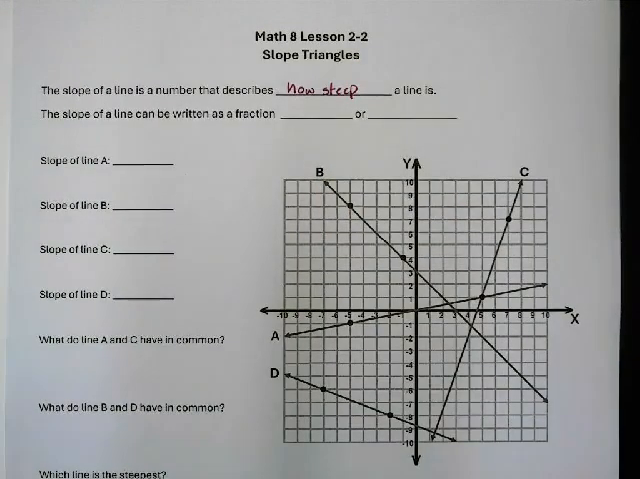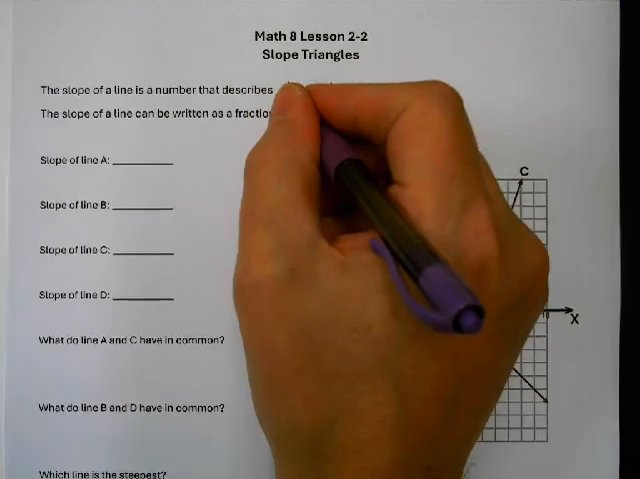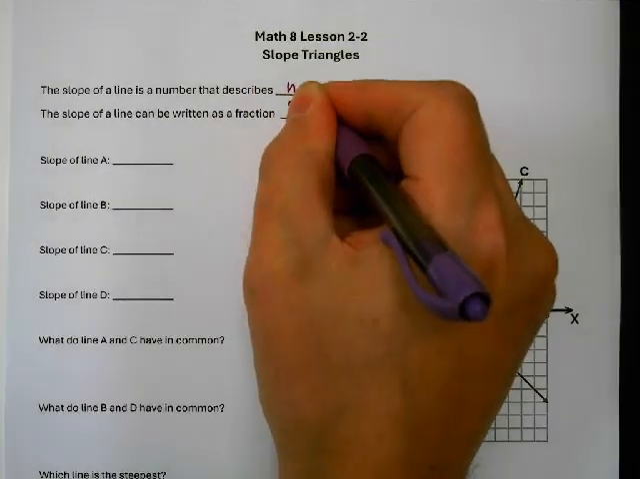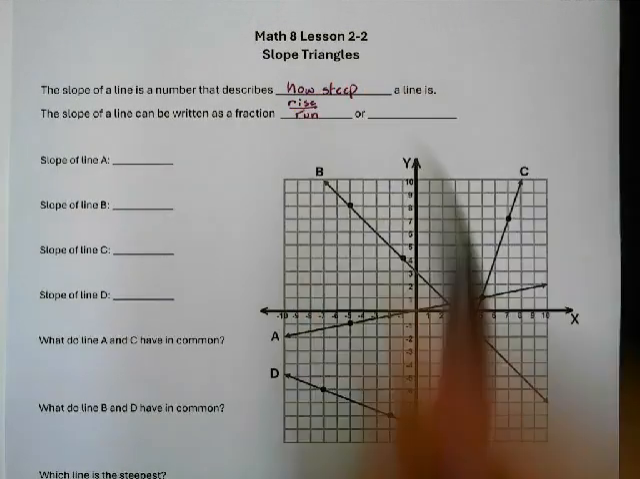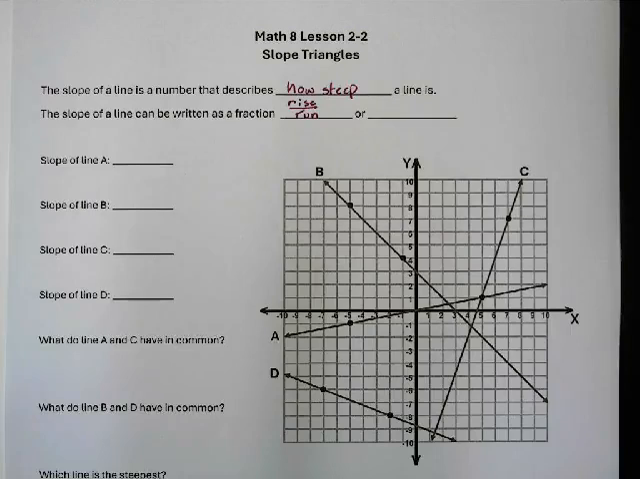So the slope gives you a number that helps us compare the steepness of different lines. Now, when we have the slope of the line, we usually write it as a fraction. The fraction, some say, is the rise over the run. Rise meaning just the y coordinates, like how much it's going up and down. And then the run is how much it's going side to side.